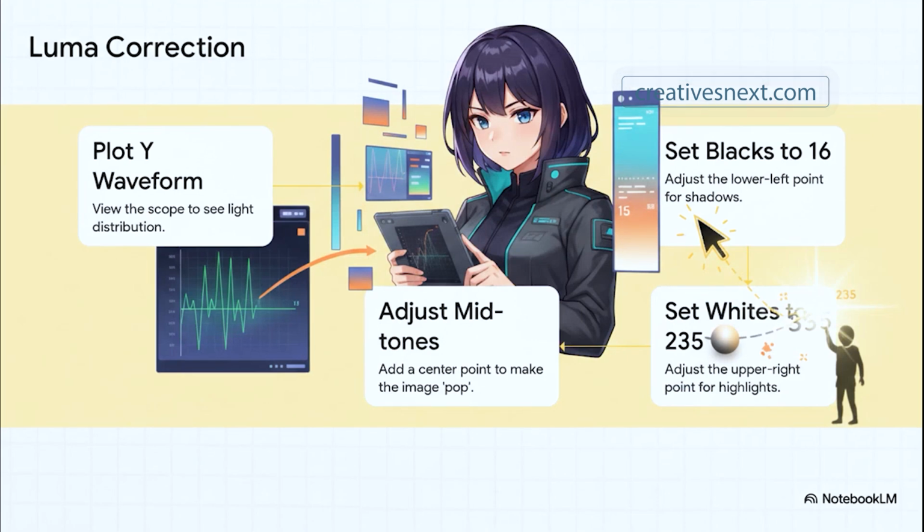So here's exactly how we do it. First, get your Y waveform scope up on the screen. Second, click on the master curve. Now, grab that point in the bottom left corner and drag it to the right until the lowest part of your waveform hits 16. Then grab the top right point and pull it to the left until your highlights are tapping 235. And for a final touch, you can add a point right in the middle and give it a tiny push upwards to make the whole image just pop.